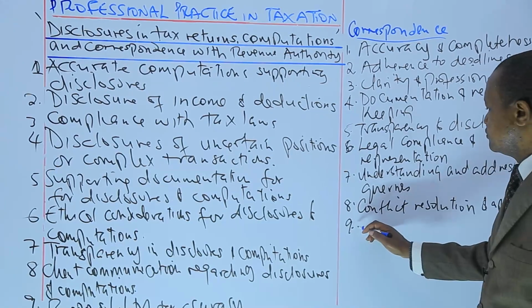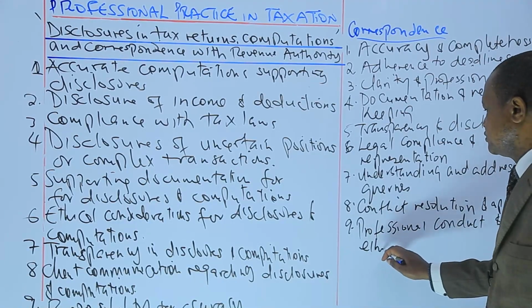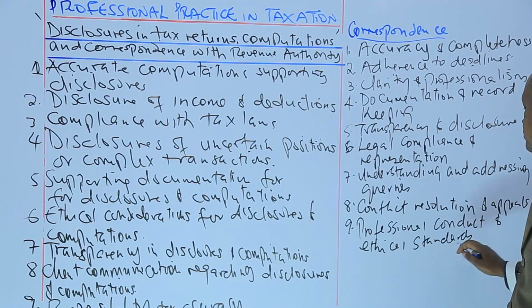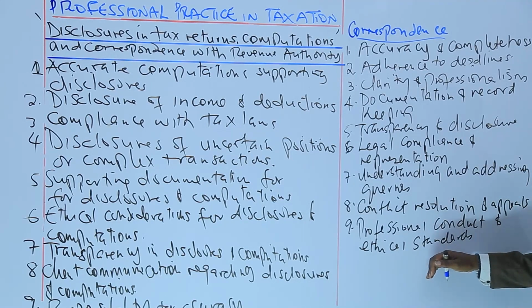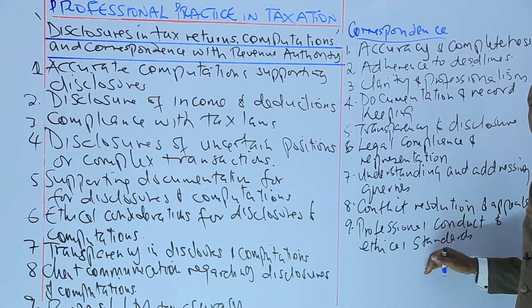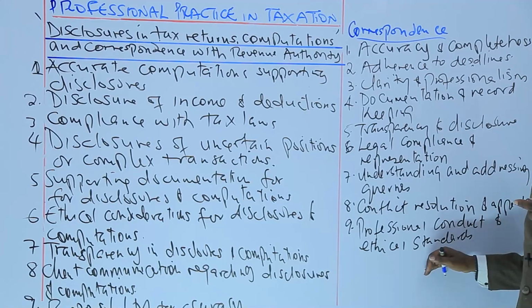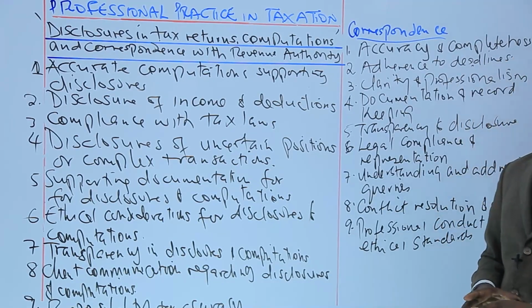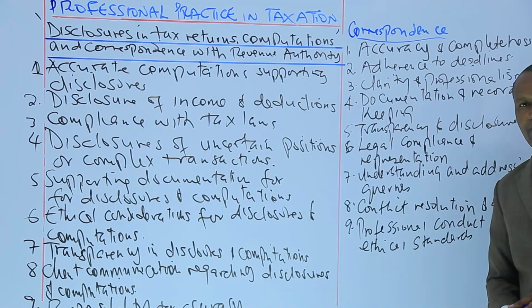Number 9, professional conduct and ethical standards. All communication with the revenue authority should adhere to professional standards and ethical conduct. And that includes avoiding misrepresentations, avoiding dishonesty or attempts to mislead the authority.